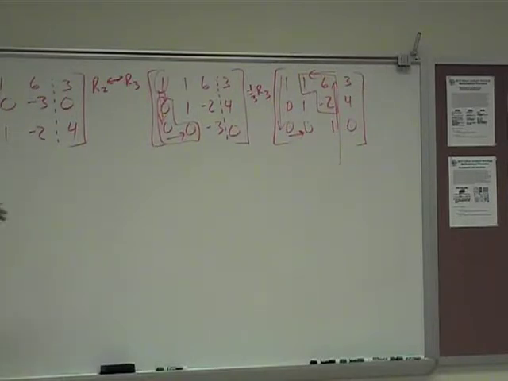Second row, 0 plus 0 is 0. 0 plus 1 is 1. 2 times 1 is 2, plus -2 is 0. 0 plus 4 is 4. Everybody okay? Take a second look.